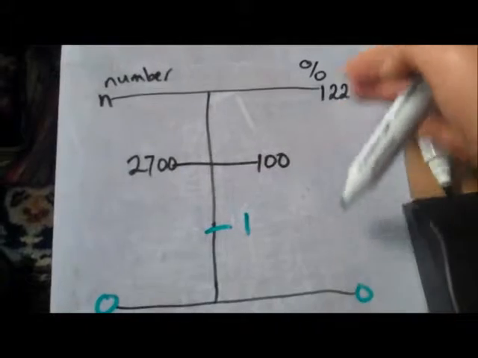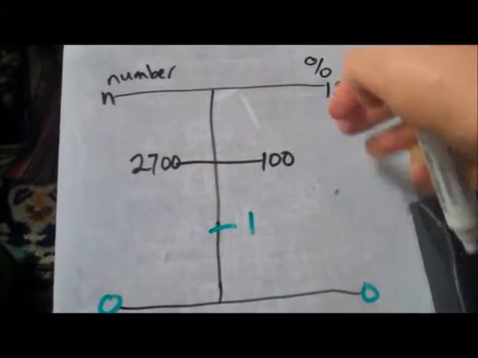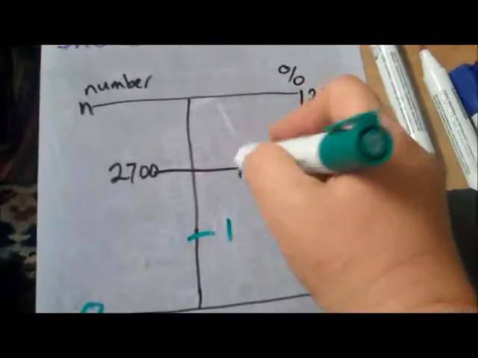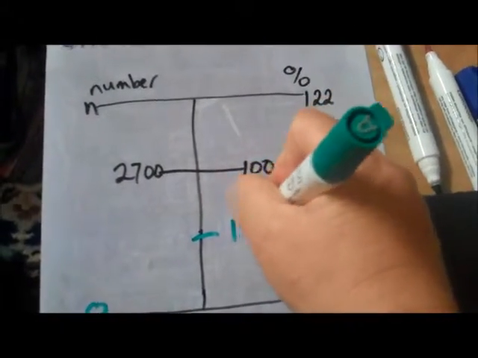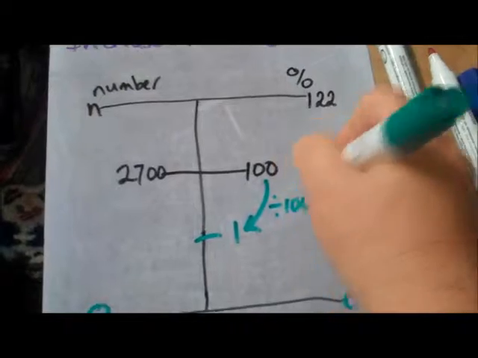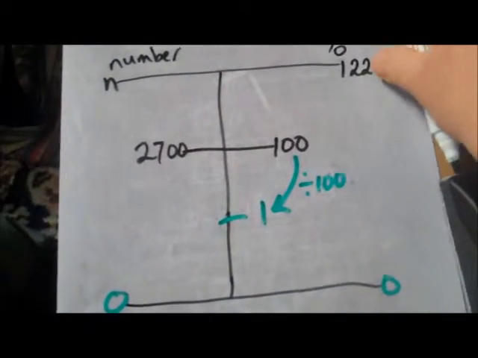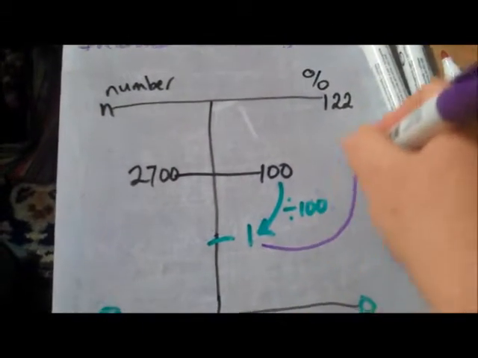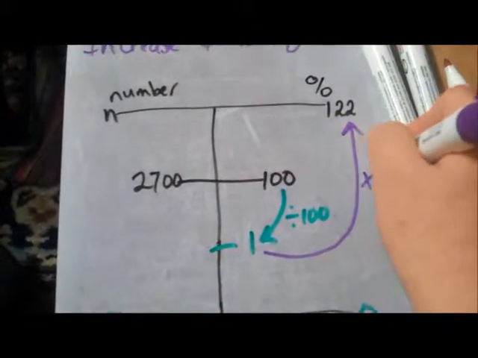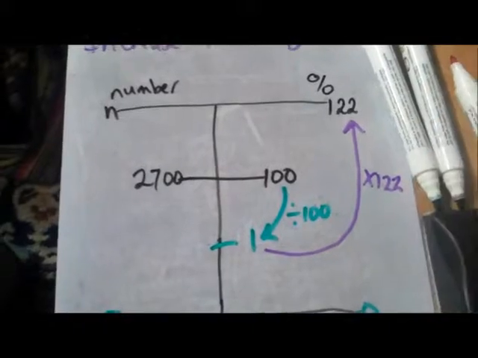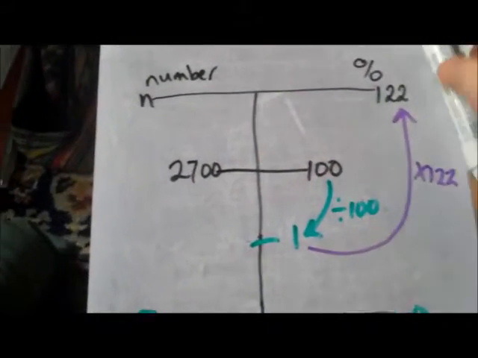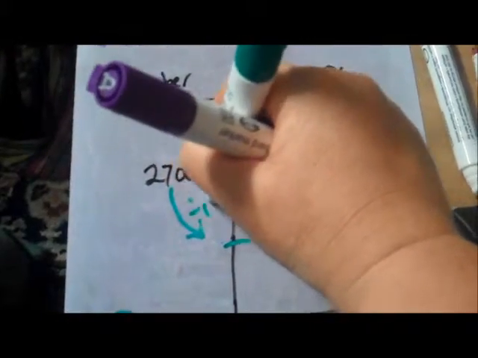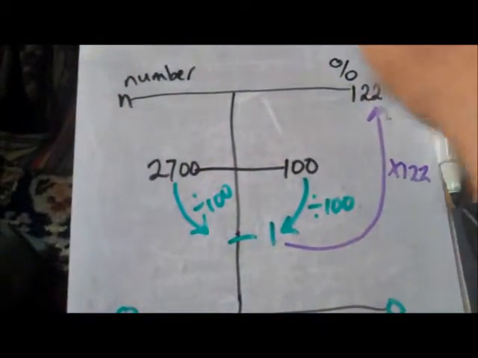So where do I start? At the top or in the middle? Well, I have to start in the middle because that's where I've got two values as well. So 100 down to 1 is divided by 100. So 100 divided by 100 is 1. And then from 1% I can go up to 122% by multiplying by 122. And I'm going to do exactly the same on the other side. I have to divide by 100 and multiply by 122.